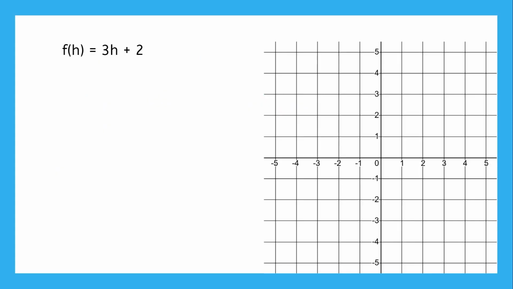I'll give you an input, you tell me the output. Ready? What's the output if the input is -2? 3 times -2 would be -6, plus 2 would be -4. How would we graph this, though? The key is the axes.